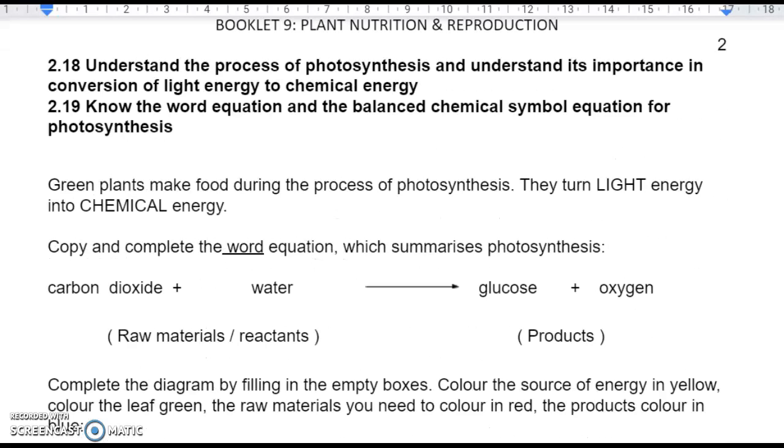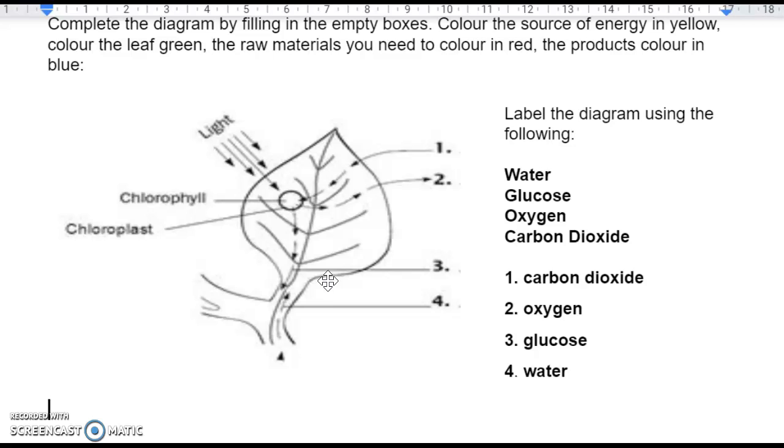You may want to stop this and go through it at your own pace. Make sure you've got the equation written in. So the equation here: carbon dioxide plus water goes to glucose plus oxygen. And that is the word equation. You do need to know the symbol equation as well, so make sure you know that. And then here, just labeling what's going in where.